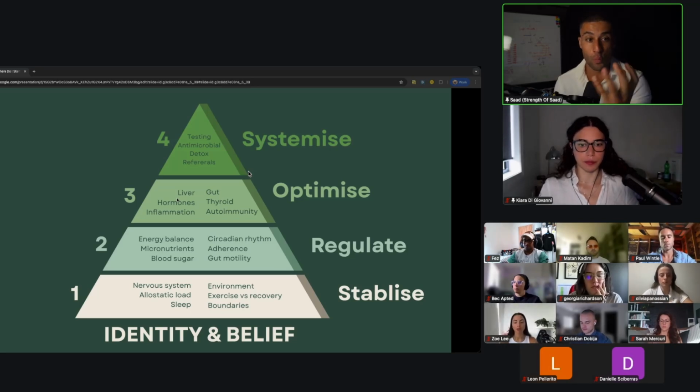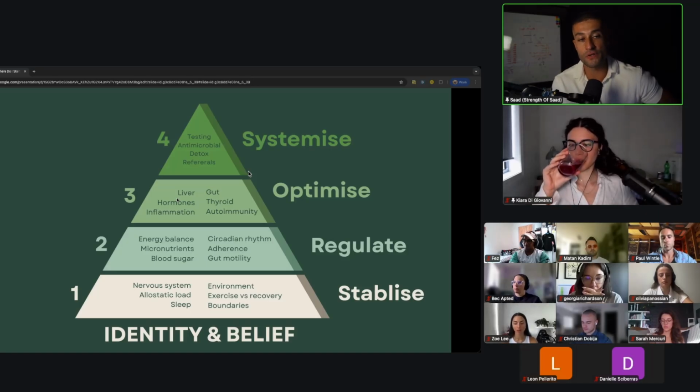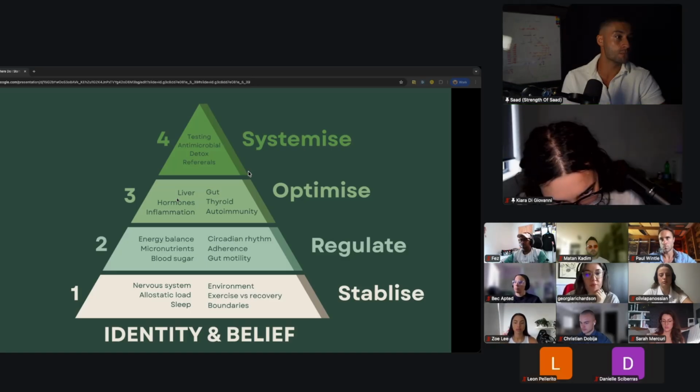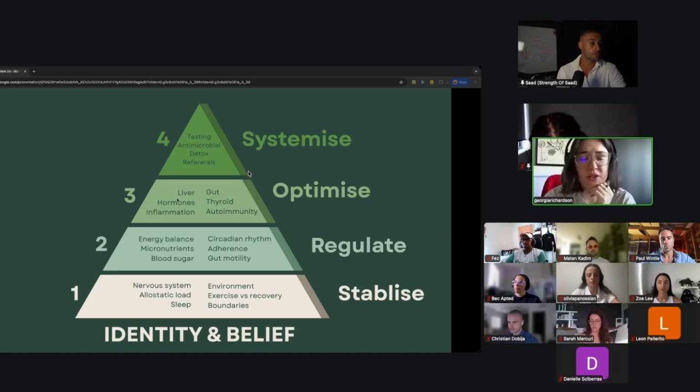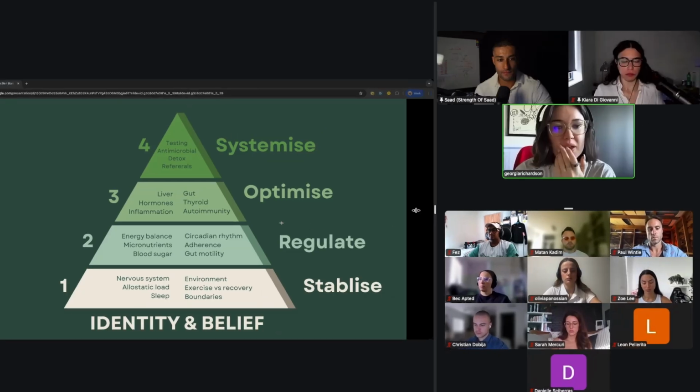Identity and belief will underpin all of this. Because if they don't even believe it's possible, you must first give them the belief. How much, Georgia, do you feel that from me, like instilling that in you? You're probably the first person to work on that with me. Some of the things we've done so far, it's probably been the first person.